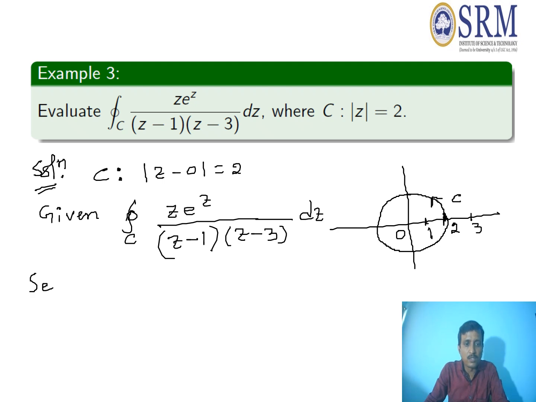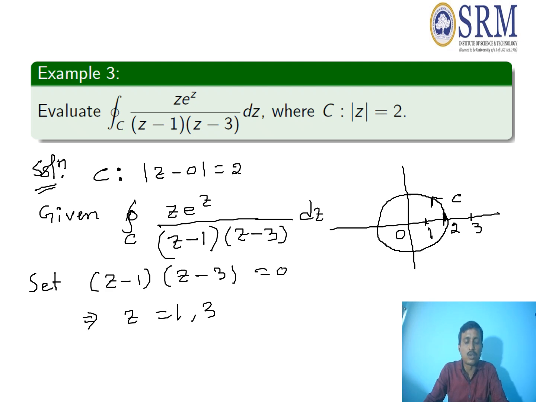First you consider or set the denominator part equal to 0. Denominator part, that is (z minus 1)(z minus 3) equal to 0. So then how many roots are you getting? One, z is equal to 1 and z is equal to 3. Okay. So now you identify which point lies inside C or which is outside C, or maybe you may get both points lying inside C. In that case you have to do the partial fractions, you have to separate the factors. So anyhow here let us check 1 and 3. Where is 1? 1 lies inside C. What about 3? 3 lies outside C.